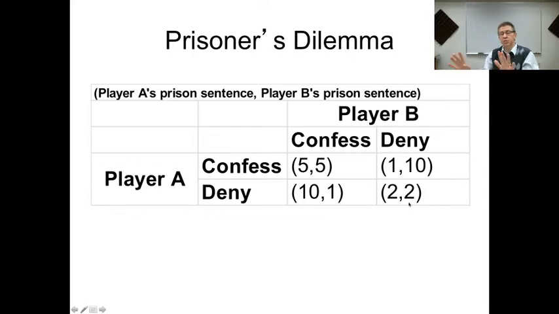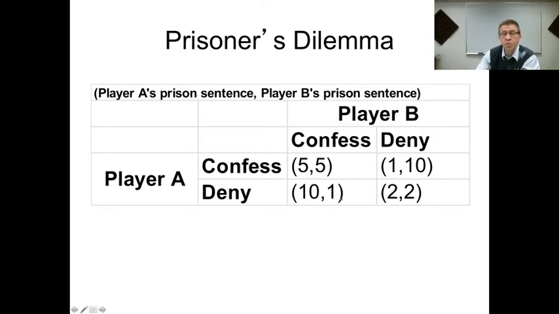If they both deny as well, that one's also a little bit easier to sort out, as the police will tell them both, look, we can still get you on this gun charge, you each get 2 years in prison. So it's 2 and 2. If one of them confesses the crime and one of them denies the crime, though, this is where it gets a little bit different.